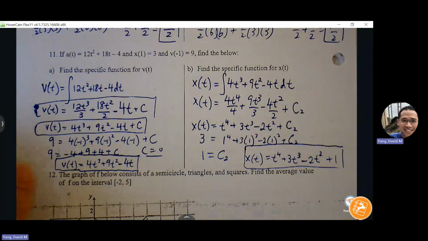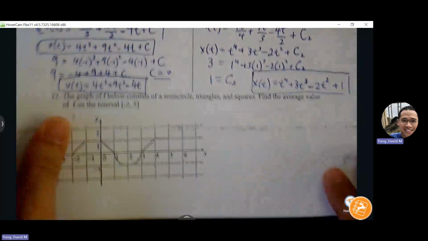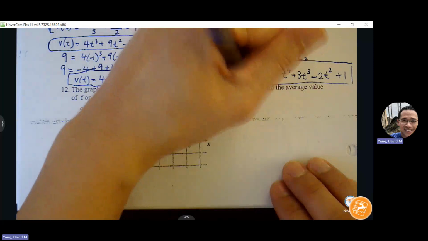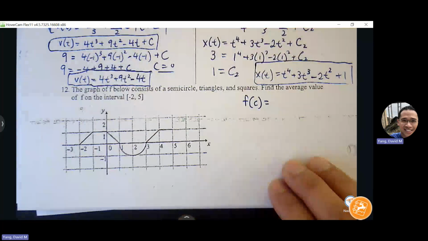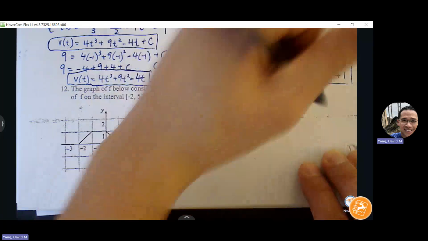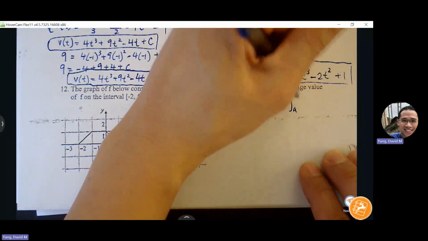Okay, number 12. Number 12 says average value theorem. You guys remember what's the formula for average value theorem? F of C equals what? 1/b. That's good. Integral from, yeah.